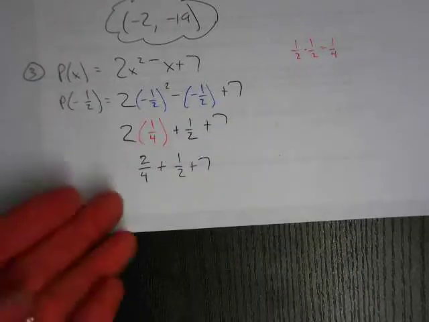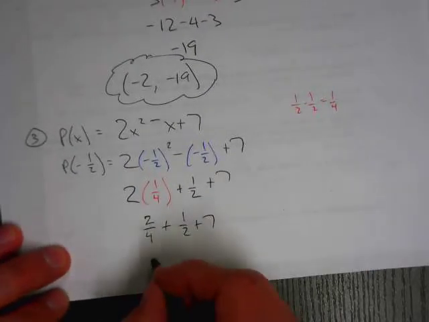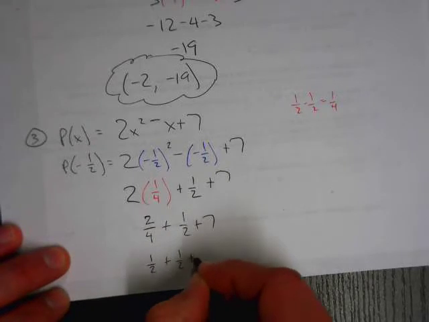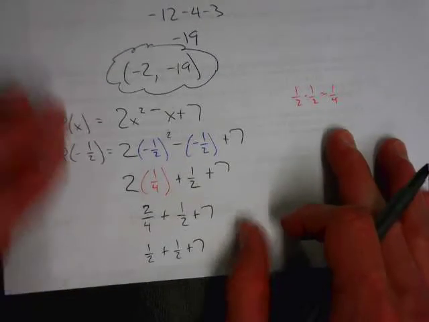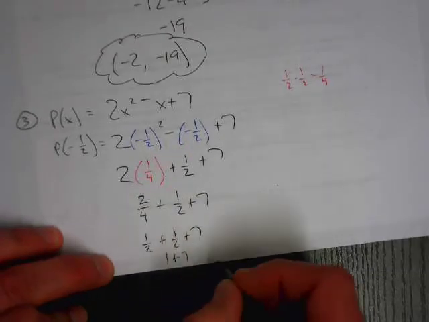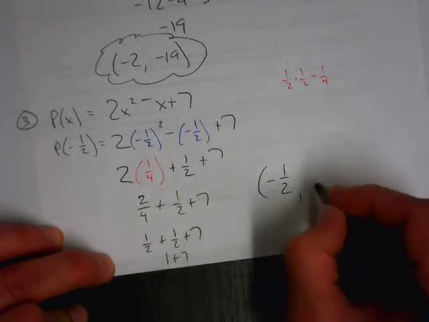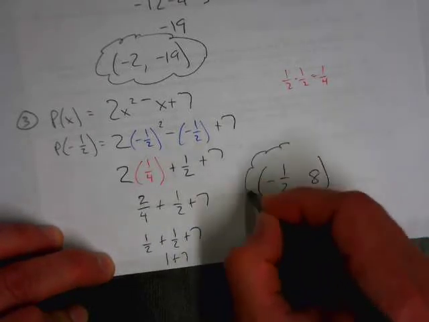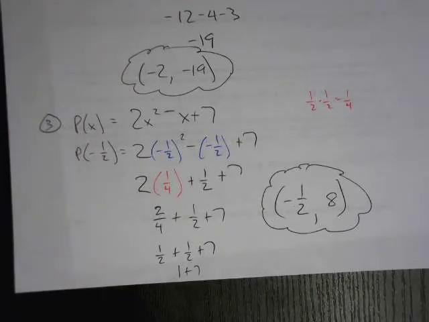And hopefully you look at the number 2/4 and something in your brain clicks, because 2/4 is the same thing as 1/2. So we have 1/2 plus 1/2 plus 7. How convenient is that? I made this stuff up. It just works out really well. So what's 1/2 plus 1/2? A whole 1. 1 plus 7 is 8. So when x is negative 1/2, the output is 8. How convenient. So that is the ordered pair for p of negative 1/2.